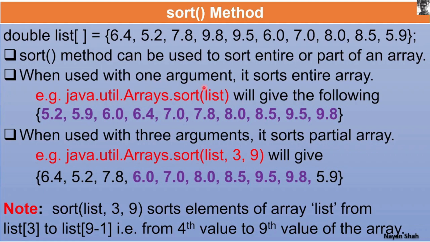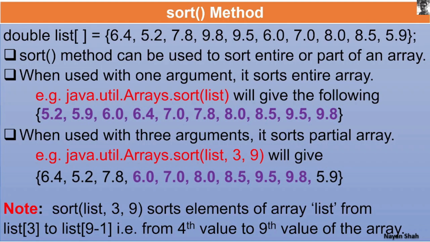With 1 argument, it will sort the entire array. What you write in the brackets of a method is called an argument. Here there is only 1 argument, and here there are 3 arguments. So if you write java.util.Arrays.sort(list, 3, 9), you will see this as the output. That is how it will sort a partial array.